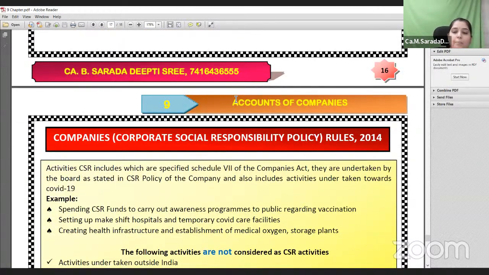However, the company should use this for the welfare of the society, for the benefit of the public, or for improving or creating infrastructure facilities. Spending CSR funds on awareness programs regarding vaccination, as I have already told you, setting up hospitals for COVID facilities, and medical oxygen storage plants, all these things the companies can do as contributions for COVID.